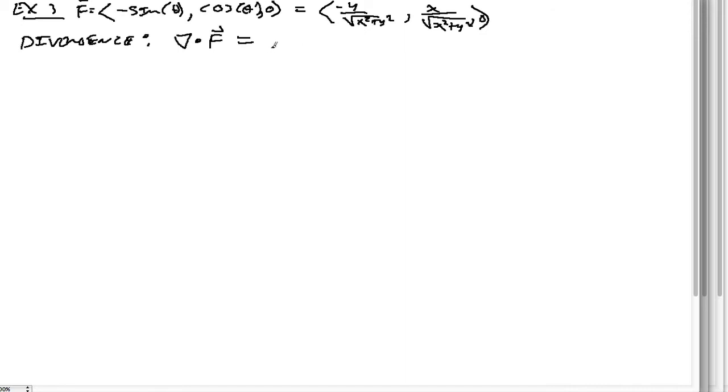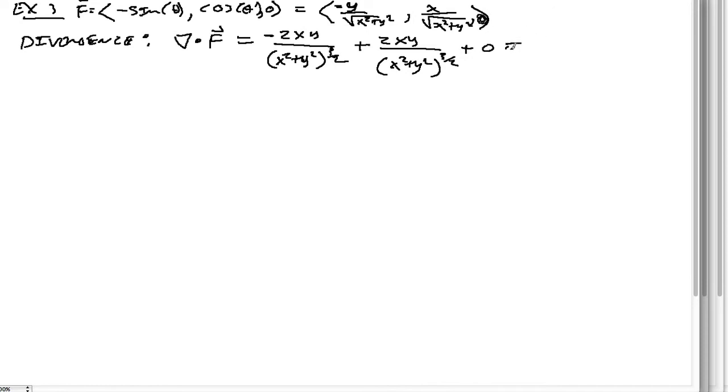Easy enough to do. We can easily see that the partial of the first one will be 2xy over x squared plus y squared to the 3/2 power, and there'll be a minus there because there's this minus y sitting there. And then we're going to go plus 2xy over x squared plus y squared to the 3/2 power, and of course plus 0 for the final term because there's 0 there, and that of course is 0. So we have an incompressible flow.